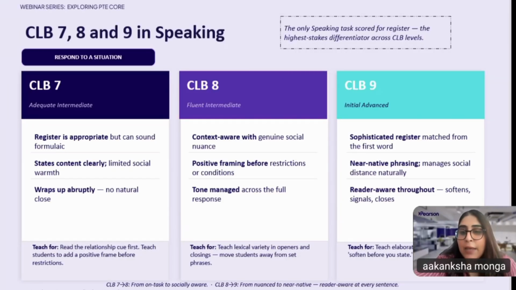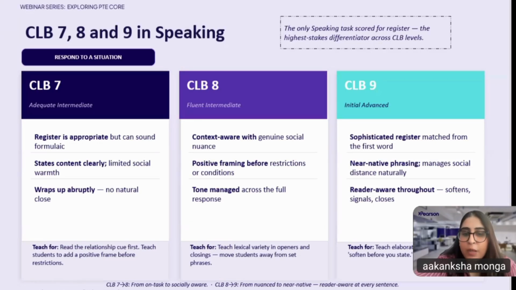And at 9, it means that the sophisticated register is consistent throughout the response, the phrasing is natural, and the speaker is aware throughout the answer of what they're doing, and aware of where to soften their sentences so that it doesn't come across as too direct or rude in some cases. So what you teach here is how to elaborate on these ideas, how to soften before they say what they're going to say.